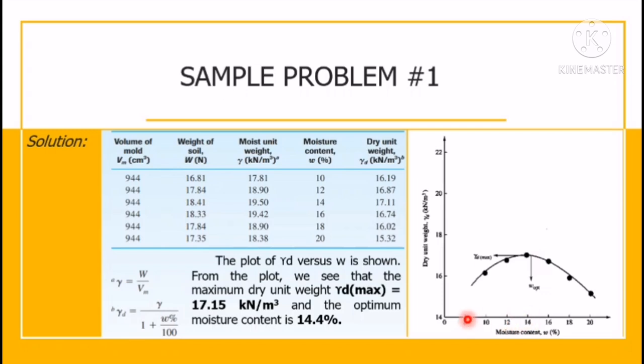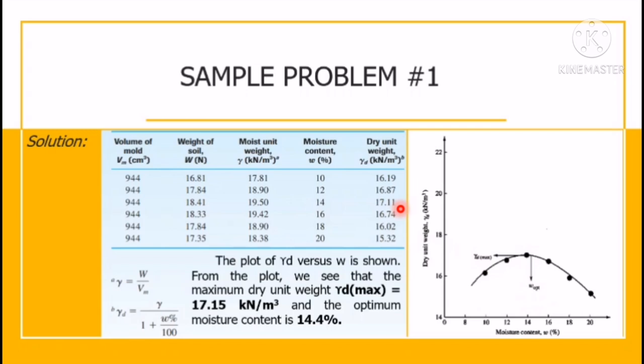Again, class, this is just an estimation. Pwede pa rin magbago. So, in other examples, pwedeng ito na mismo, yung ating maximum dry unit weight, that is 17.11, and the optimum moisture content is 14%. Pwede naman yun. Pero pag masyado nang malaki yung difference nitong dalawang ito, we just have to plot para makita natin yung difference ng ating moisture content at yung ating dry unit weight. But this will be acceptable, 14 and 17.11. Okay, basta estimation din lang siya. Pero pwede din na ito na mismo ang gamitin nating sagot.